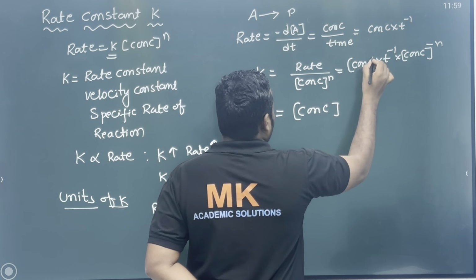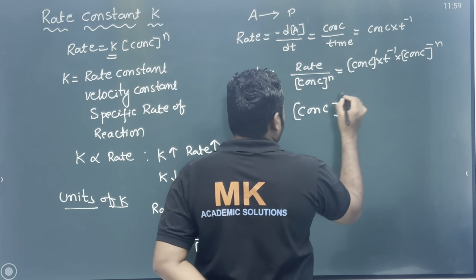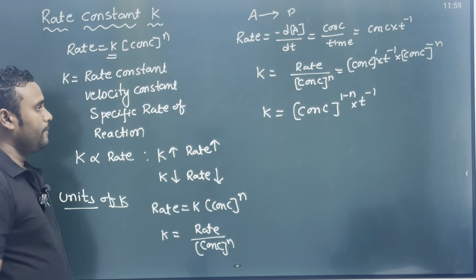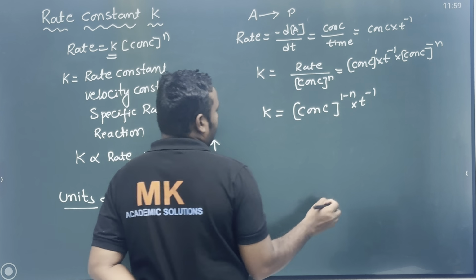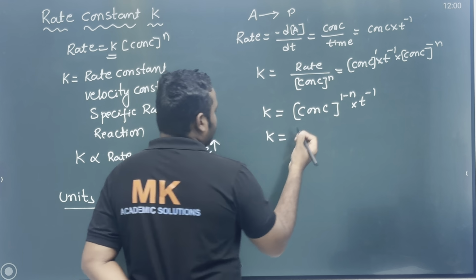Concentration to the power 1 minus n, into time inverse. Okay, so now what is the concentration? Generally we write concentration as moles per liter, or sometimes partial pressure. So here, concentration you can take as moles per liter.